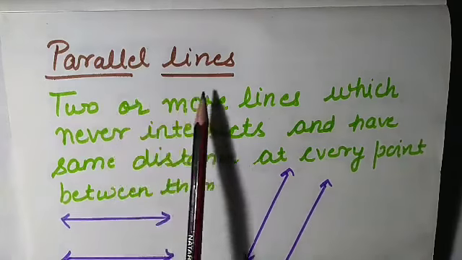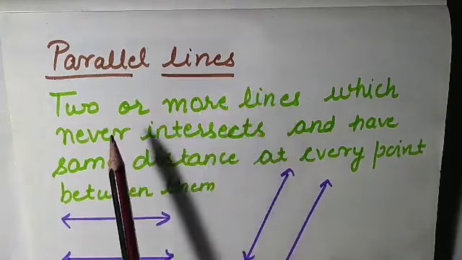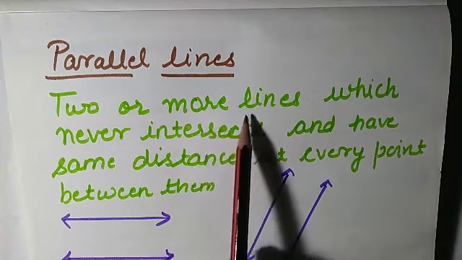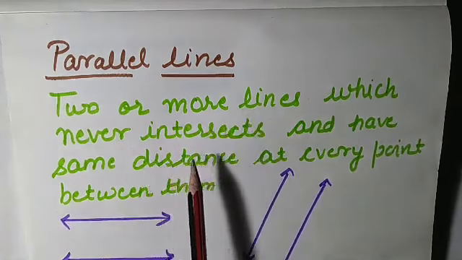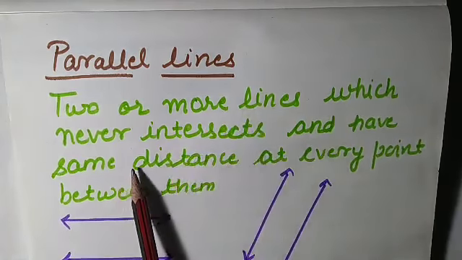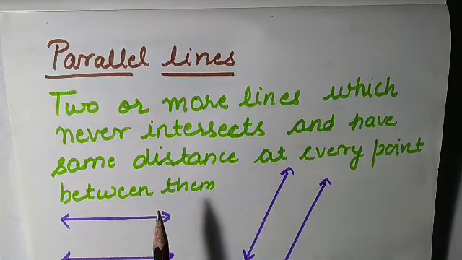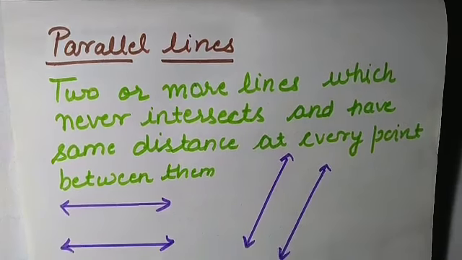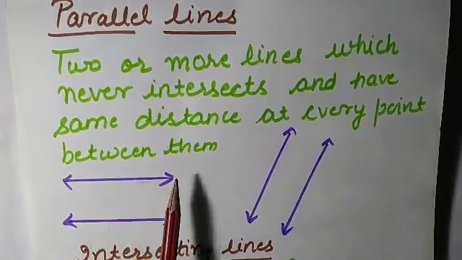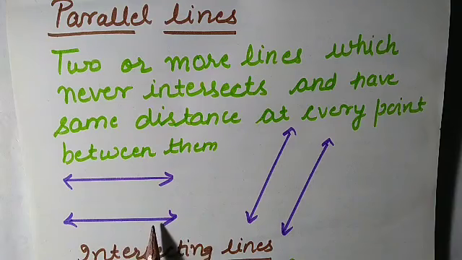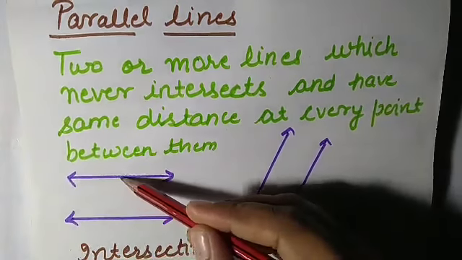So first one is parallel lines. What are parallel lines? Two or more lines which never intersect and have the same distance at every point between them. What does this say? It says two or more lines which never intersect and have the same perpendicular distance between them.